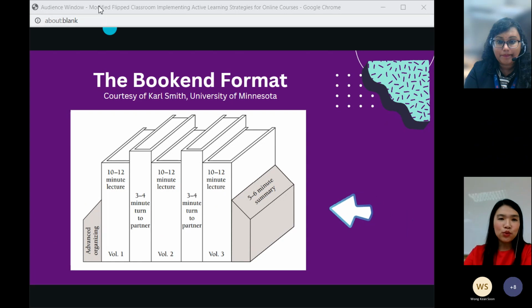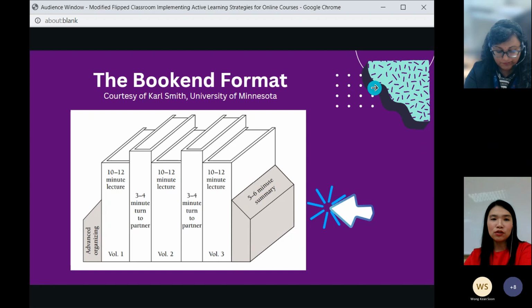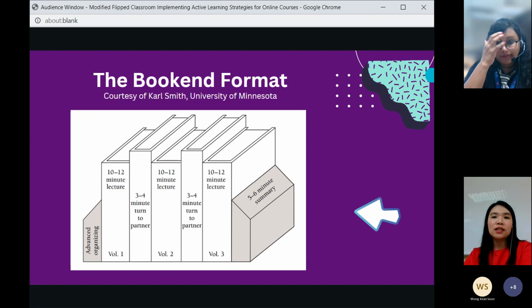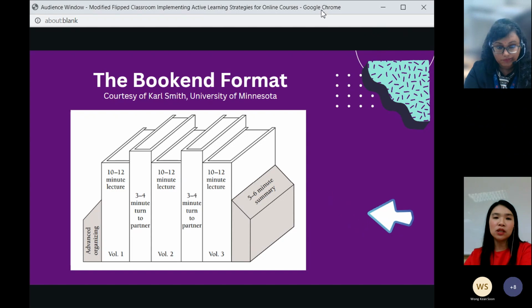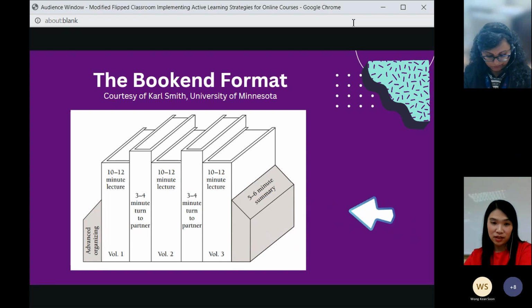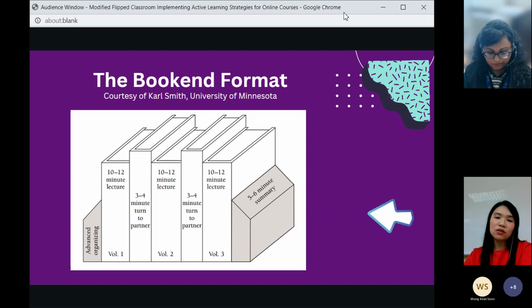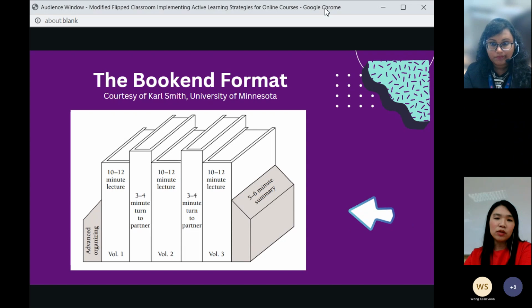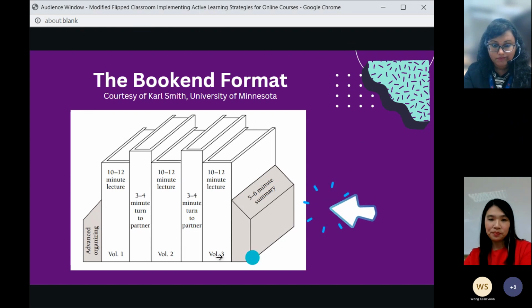I'm going to share also with you all about this format, which is called the bookend format. I'm sure most of our lectures are about 1 hour minimum, followed by tutorials. Before we were actively implementing the flipped classroom method, we were told that, oh, your class is 3 hours, so you thought that you need to lecture or teach for 3 hours. But even if your class is only 1 hour, I will actually recommend this format.